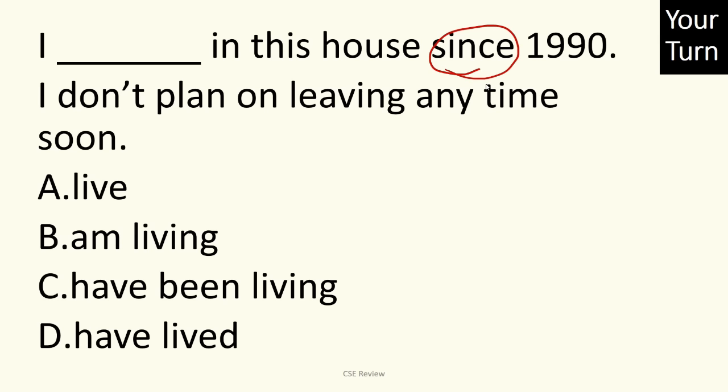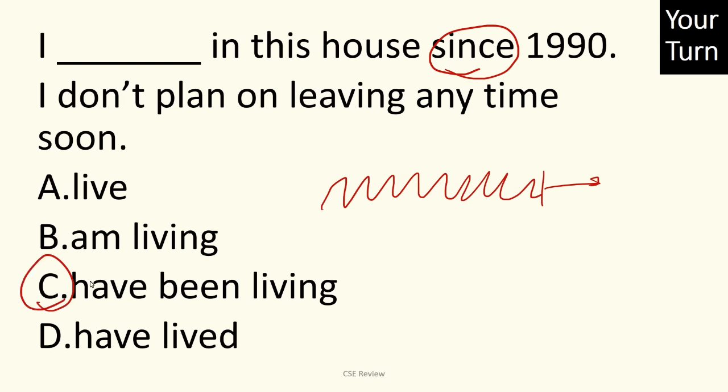Okay. Now, sabi, I don't plan on leaving anytime soon. Ibig sabihin nun, nangyayari na noon, nakatira na siya noon, probably itutuloy niya pa in the future. Okay? Tuloy-tuloy lang, nahuli mo siya right at the time na nakatira siya sa isang bahay, wala siyang planong umalis. So, the answer becomes, I have been living in this house since 1990. Kasi, mula noon hanggang ngayon, magbibilang ka pa in the future. Next.